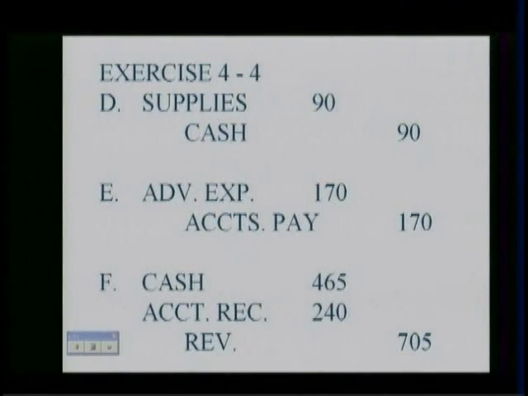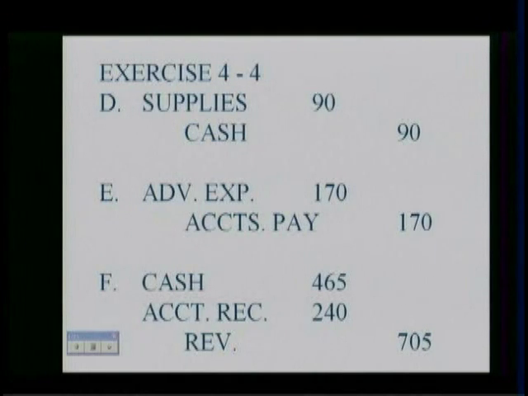In letter F, we mowed the yards and we earned some revenue, part of which we collected and part of which is owed to us. We've increased cash of $465, so that's a debit to cash. We've increased accounts receivable, the amount that's owed to us, $240. And we've increased revenues, and remember revenues is over on the other side of the equation. Revenues are increased with a credit of $705.